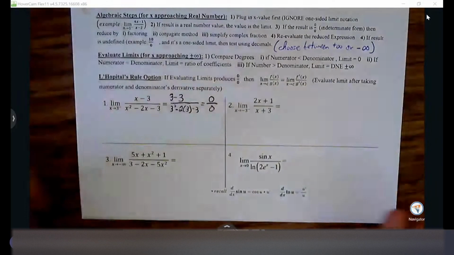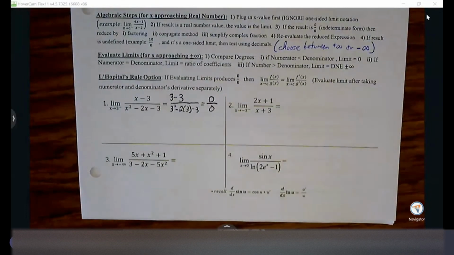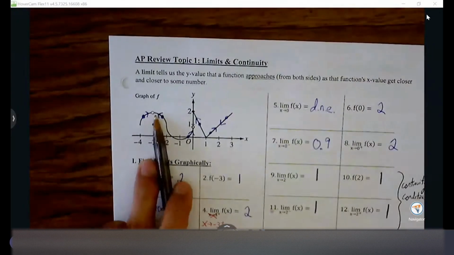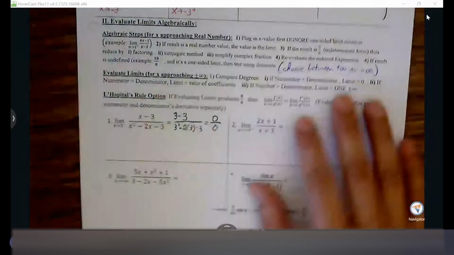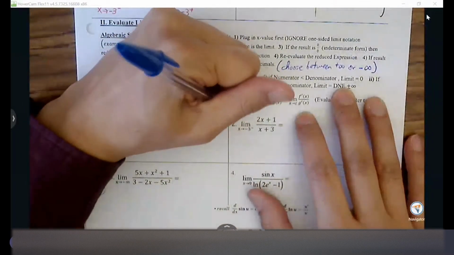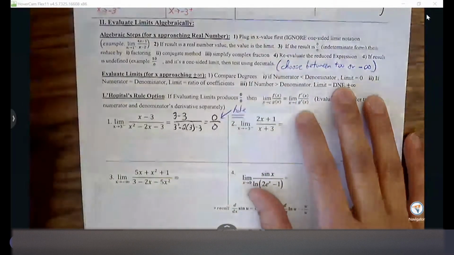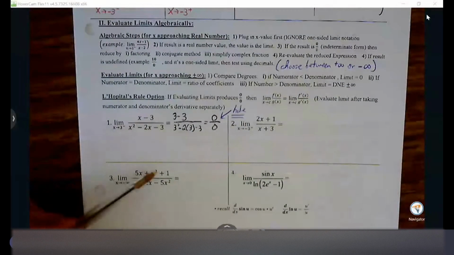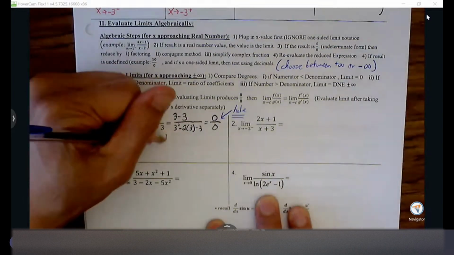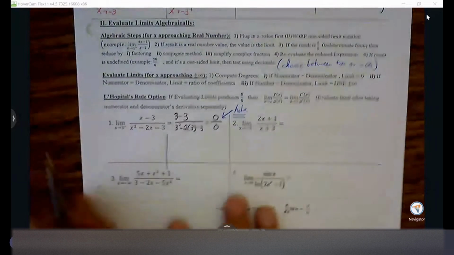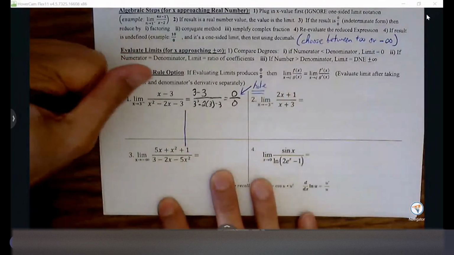0 over 0 means that there's a hole in the graph. We can't say the limit doesn't exist, right? Because if there's a hole in the graph, the limit does exist. We just haven't found it yet, just like how we did with number 1. But we have a couple of options here. We can go through the factoring method, which works, but we can also go through L'Hopital's. I'll do both ways, and you can see how they line up. You can choose either way to get to your limit. I'll do the factoring first.